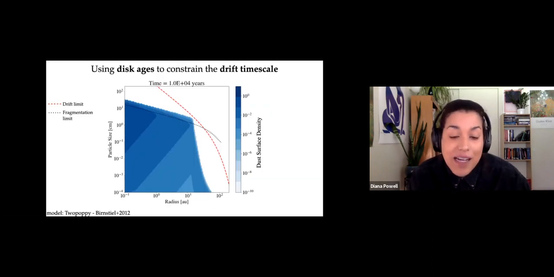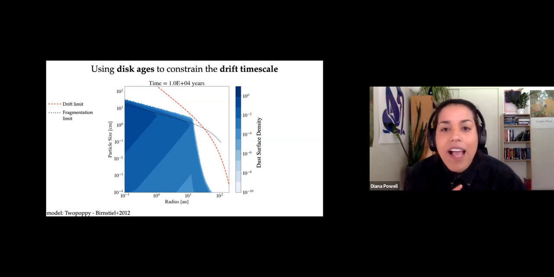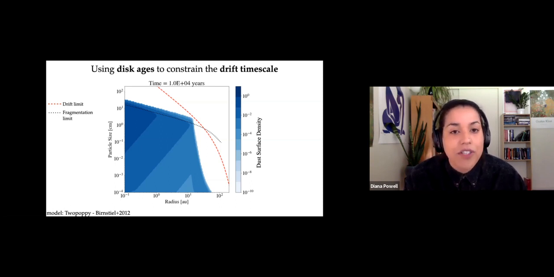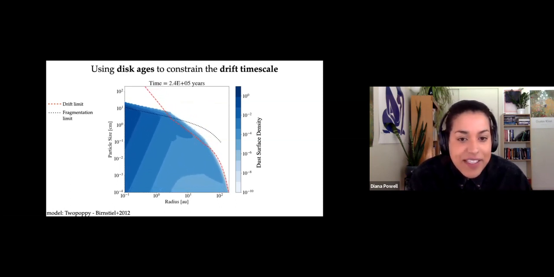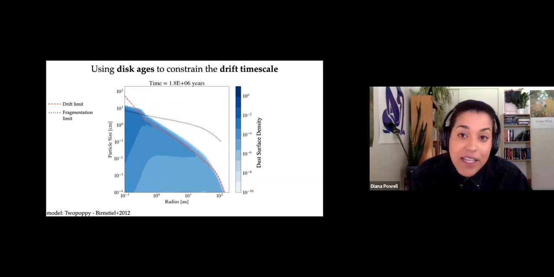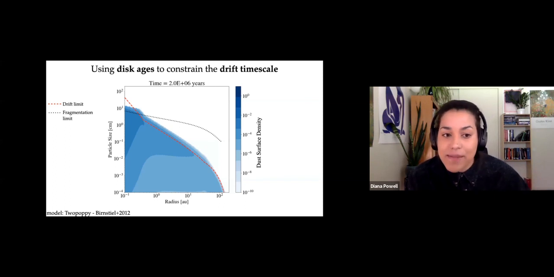And to motivate my choice for drift timescale, here I'm showing a dust evolution simulation using models by Till Birnstiel that shows the surface density in solids as a function of particle size and radius in the disk. And in particular, I want you to focus on the dashed red line here that indicates the maximum size that a particle can grow to before it drifts inwards. And so as you can see, in the outer disk at late times, particle growth is limited by drift and collisional destruction becomes less important. And out here, when you're drift limited, the maximum particle size at a given radius is set by particles whose growth timescale is equal to their drift timescale.